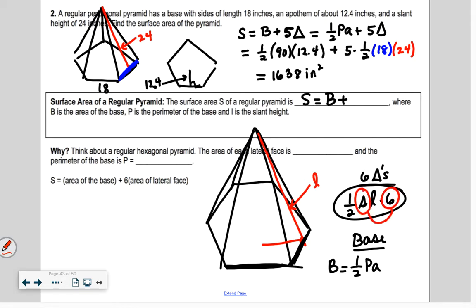I'm going to pair these two things together. What is 6S in the context of this problem here? 6 times the side length, which is the perimeter. It's the perimeter. No way. So every single thing does the area of the base plus 1/2 PL. Okay, so if you know that formula, then you'll be fine. You can use that formula. So it says why? Think about a regular hexagonal pyramid. The area of each lateral face is 1/2 S times L times 6, and the perimeter of the base was 6S. So we take that 6S and we replace it with a P.